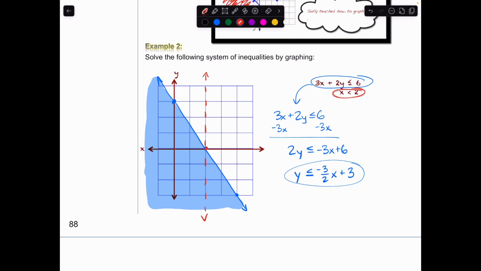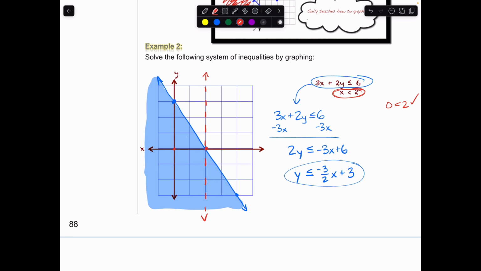And we can use a test point if we want, like the origin. The x-coordinate of the origin is 0. So we need to ask ourselves, is 0 really less than 2? Yes, it is. So we're going to shade to the side of the red line that includes the origin.